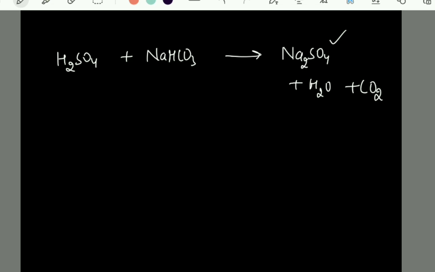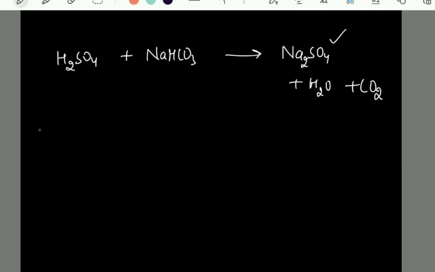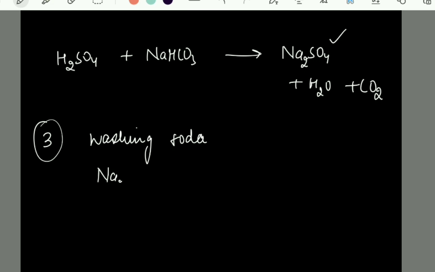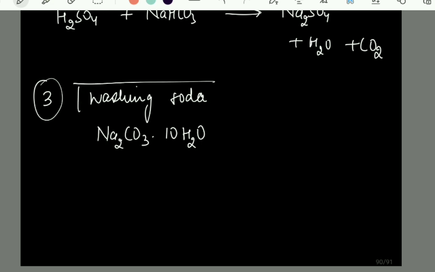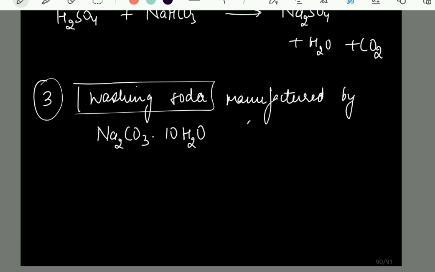Then we go to the next salt. Washing soda. Washing soda is represented by this chemical formula Na2CO3.10H2O. So this is sodium carbonate decahydrate. Commonly we call it washing soda. So this again we are going to discuss the commercial method only. So how do we obtain it? This is manufactured by the Solvay process only.